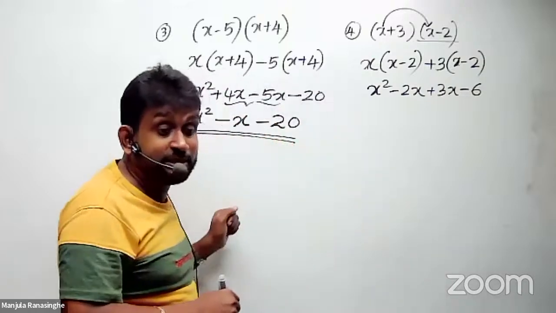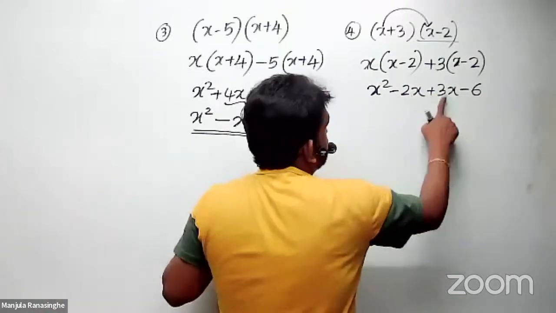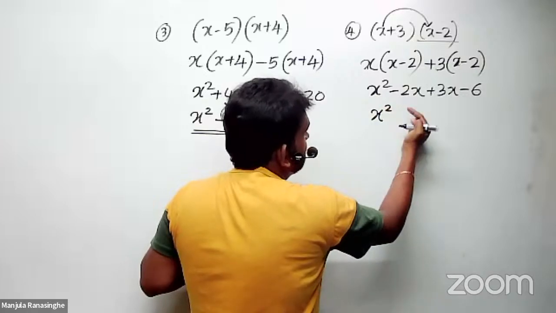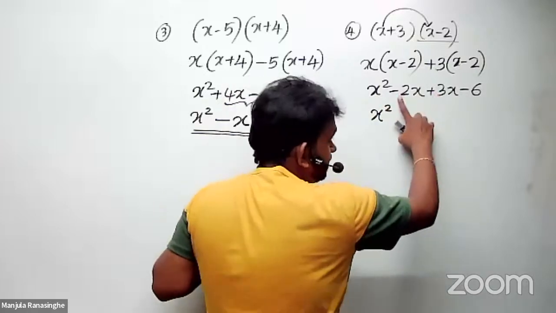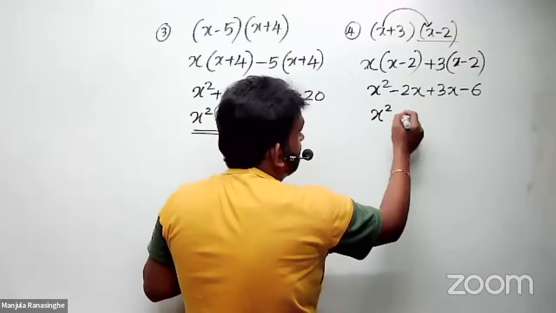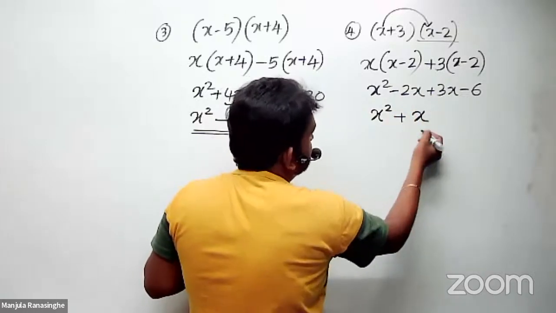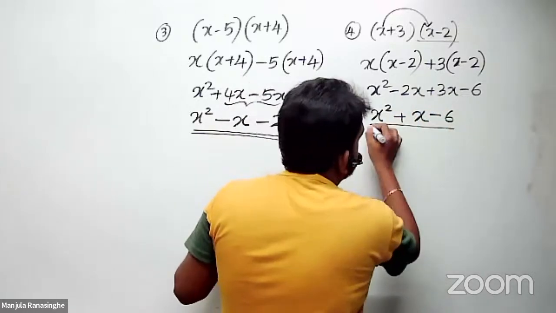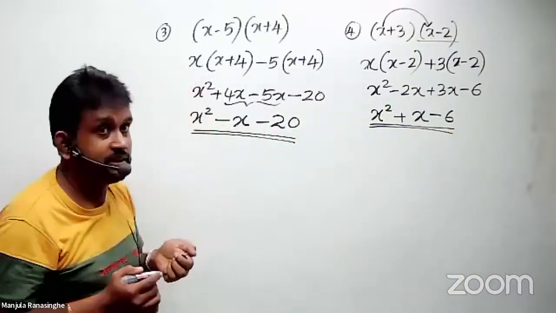Now what are the like terms? Minus 2x plus 3x are like terms. Now you can add. So 3 positive, 2 negative, they are subtracting. 3 minus 2 is 1x. 1x means x, minus 6. So x squared plus x minus 6.